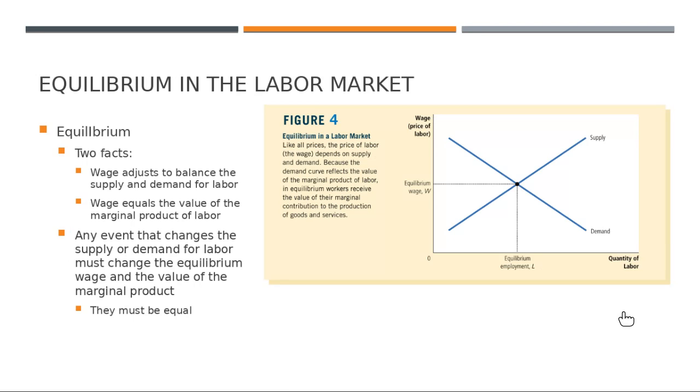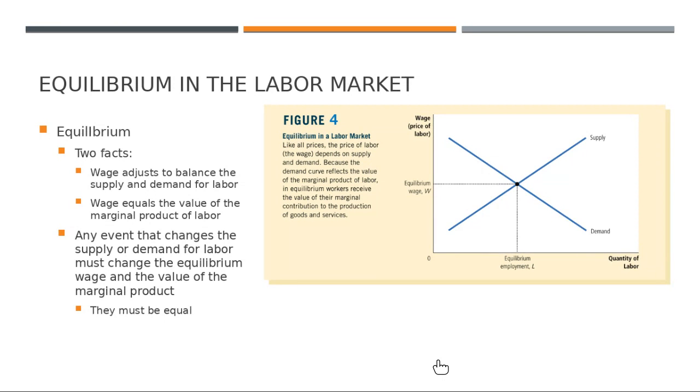What this allows us to do then is, when we combine labor supply and labor demand, it allows us to derive an equilibrium in the labor market. And what we find is the equilibrium in the labor market functions exactly like equilibrium in other markets. So there's two facts to know. The wage is the price in the labor market, and the wage adjusts to balance the supply and demand for labor. And as we discussed earlier, the wage has to equal the value of the marginal product of labor. Any event that changes the supply or demand for labor must change the equilibrium wage and the value of the marginal product. They have to be equal.